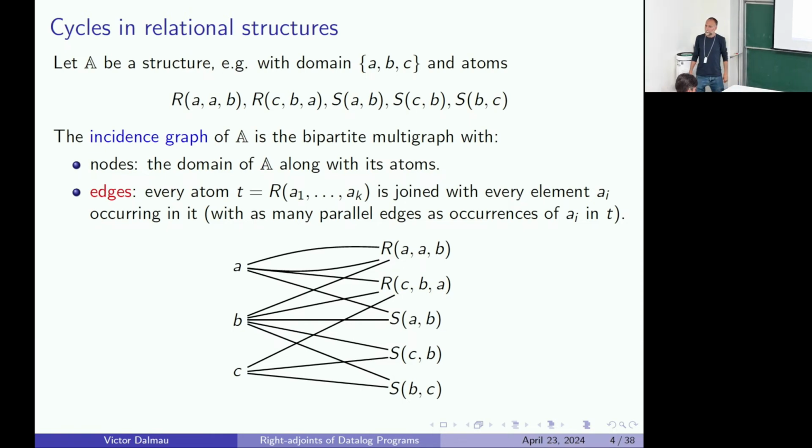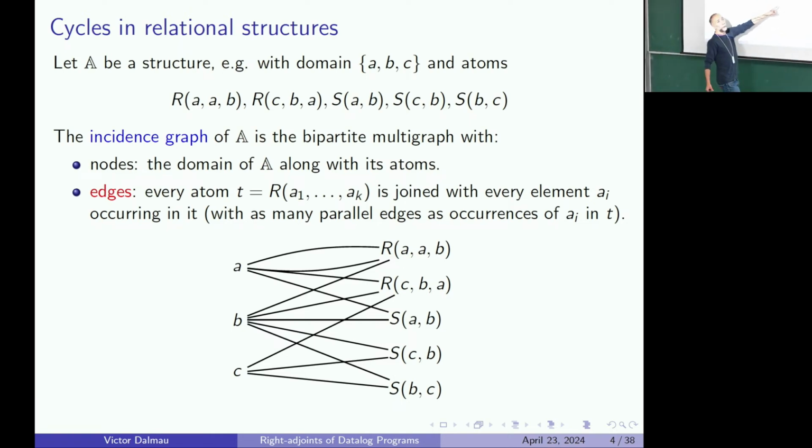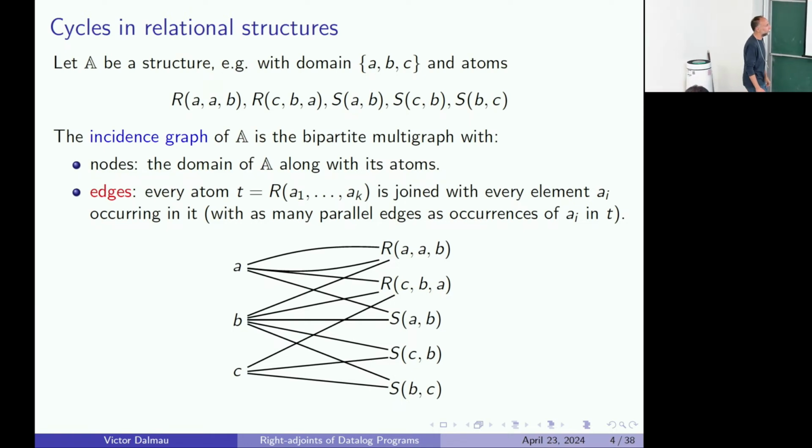So this graph loses information, right? Because an atom R(A,B) would be the same as R(B,A). Yeah, you're right. It loses the position, and there are some variants. They call it the factor graph, in which this is labeled with the position and everything. But for ours, it's not necessary yet.